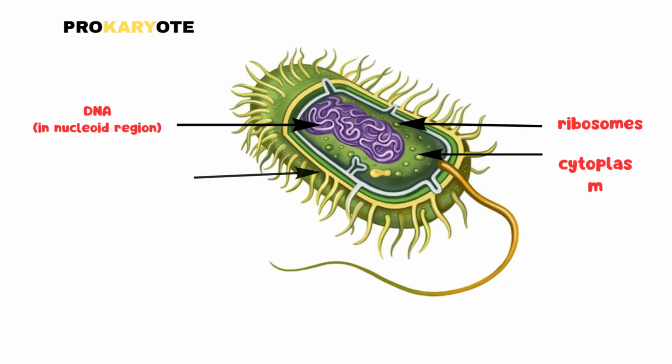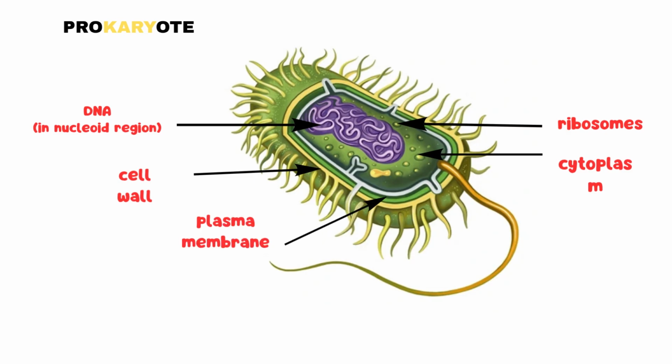Prokaryotes also have a cell wall that surrounds the plasma membrane. The composition of the wall depends on whether the cell is an archaean or a bacterium, but basically it consists of complex polysaccharides. Prokaryotes also often possess one or more flagella, which are used for movement.